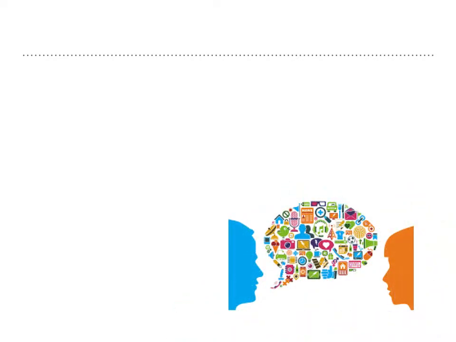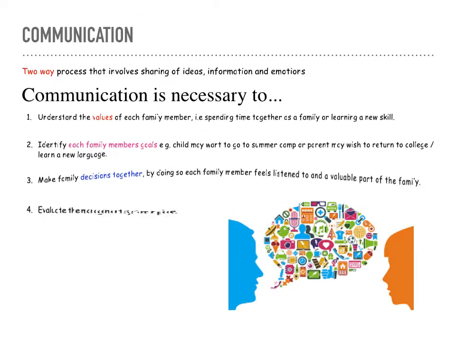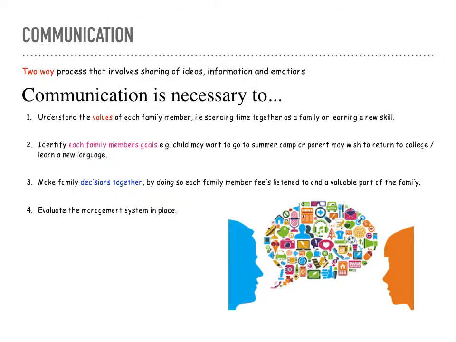Our next step to look at is communication. Communication is a two-way process that involves sharing of ideas, information, and emotions. It's needed to understand the values of each family member, to identify each family member's goals, to make family decisions together. By doing so, each family member feels that they're listened to and a valuable part of the family, and to evaluate the management system in place.